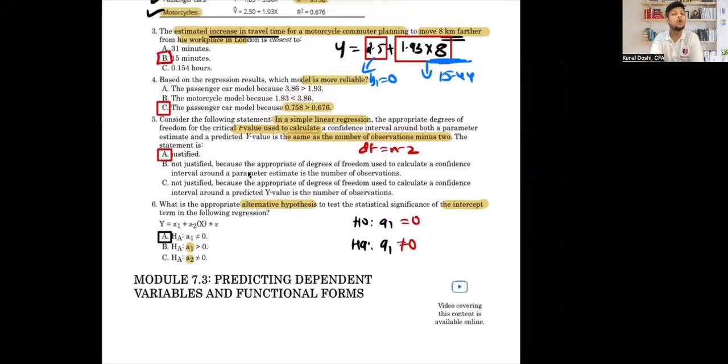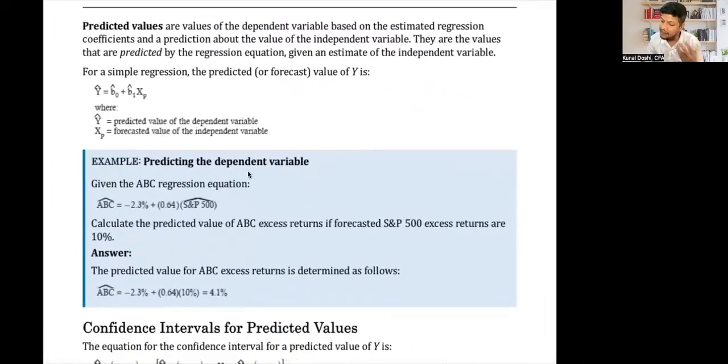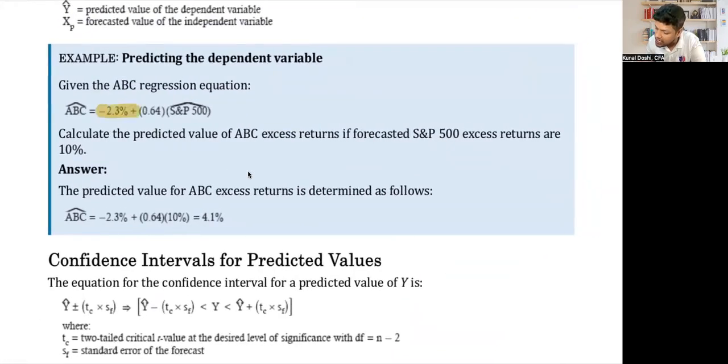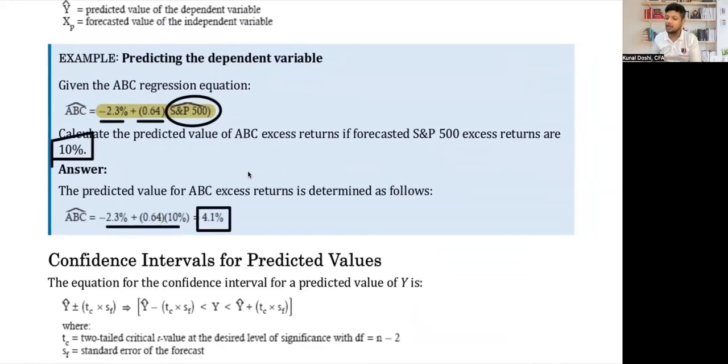If you see here, there is no complicated calculation. In the exam, they might ask you something very simple. Find the predicted value. How? See this. They have given you a regression equation. And here, this is your B0, this is your B1, and this S&P 500 is your X. If they tell you X is 10%, just replace it, just put 10 into it and you will get the return of ABC. Very easy. Just put the value and you will get the answer.